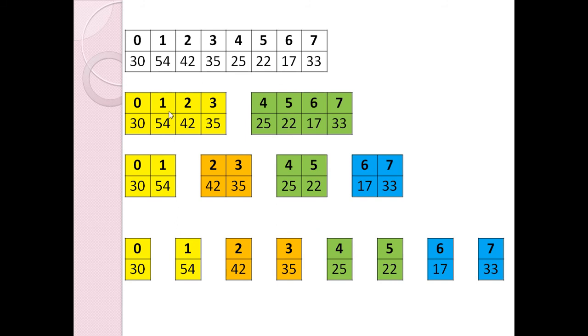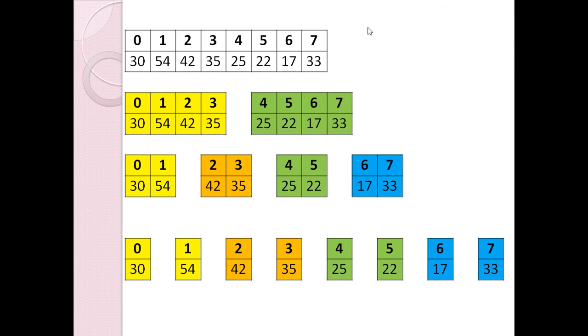Here I am taking an example of an array having 8 elements stored from 0 to 7. So merge sort algorithm works on divide and conquer strategy. So what it does is it first calculates the mid of the array, that is 0 plus 7 by 2. So 0 plus 7 by 2 is 3.5, that is integer part 3. So 3 is the midpoint.